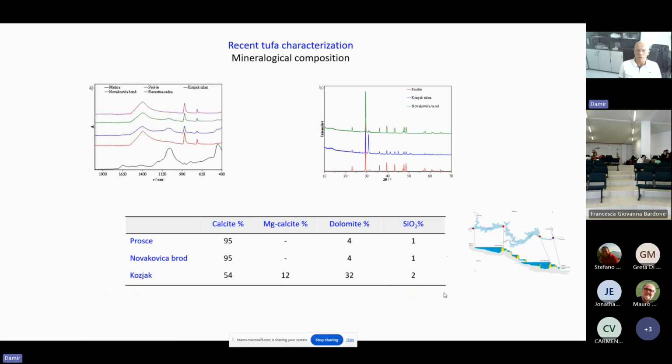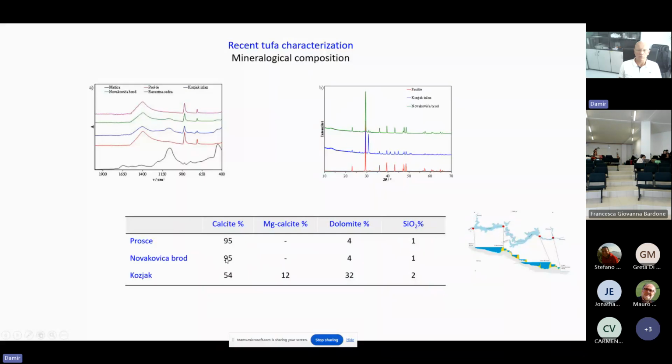We made a structural characterization using X-ray diffraction and infrared spectroscopy, and we found that after a prolonged period of time we have tufa at different locations. At the location Kralj and Novakovic Brod, we obtained tufa which contains 95% calcite, 4% dolomite, and 1% silicon dioxide, which definitely originates from diatoms, but it is also possible that some detritus contains silicon dioxide.